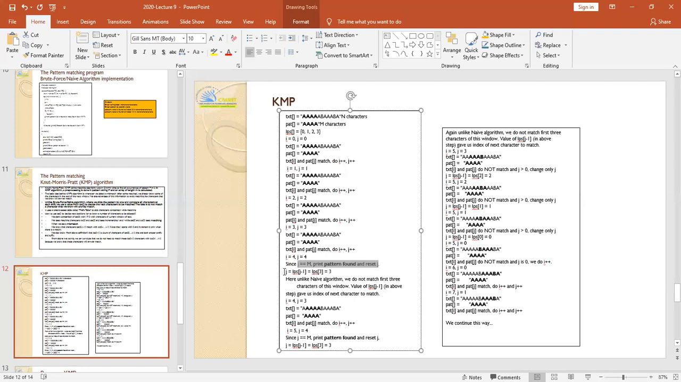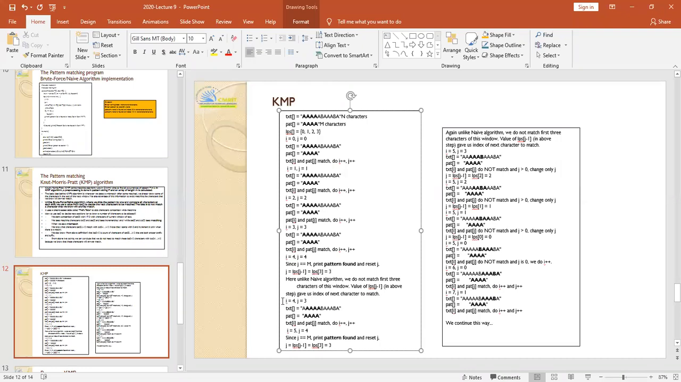Okay, so j is equal to lps of j minus 1. So what is the value you are having? 3. Okay, so here, unlike the naive algorithm, we do not match the first 3 characters. We are not matching the first 3 characters. Understood? So that is the concept. So it is showing the iteration of how you are going to do it. Okay, so now you see what the lps value is, you have got 3.